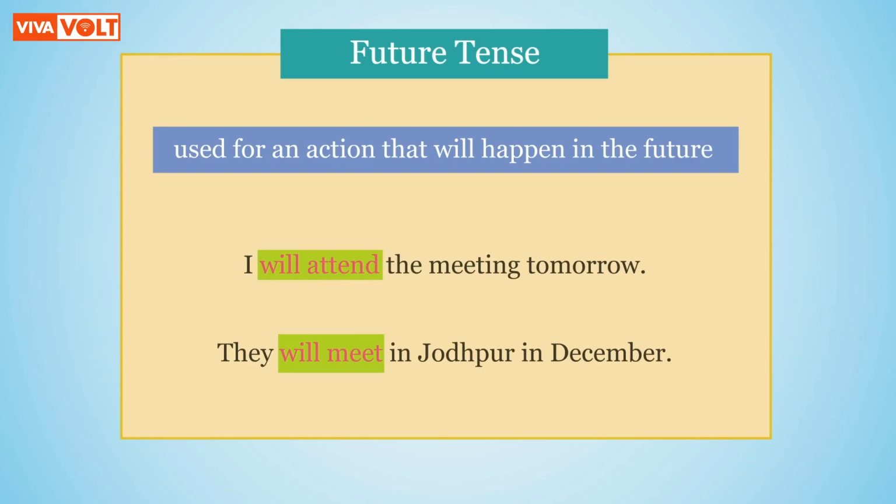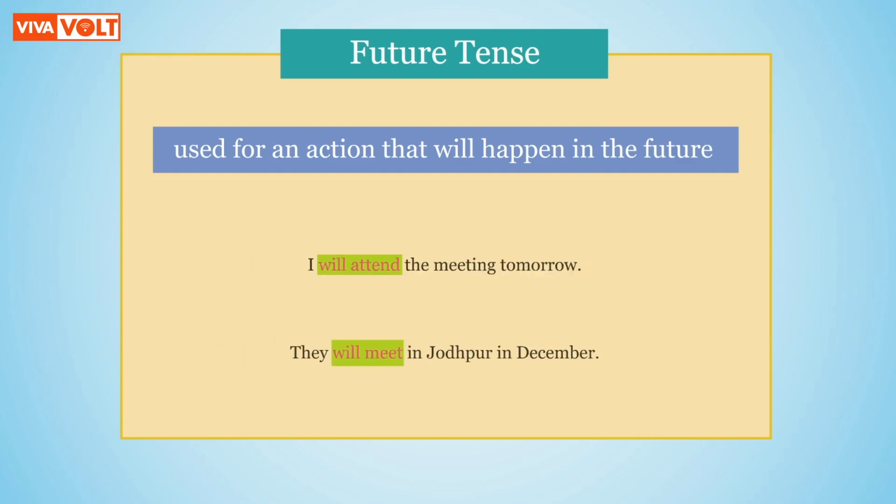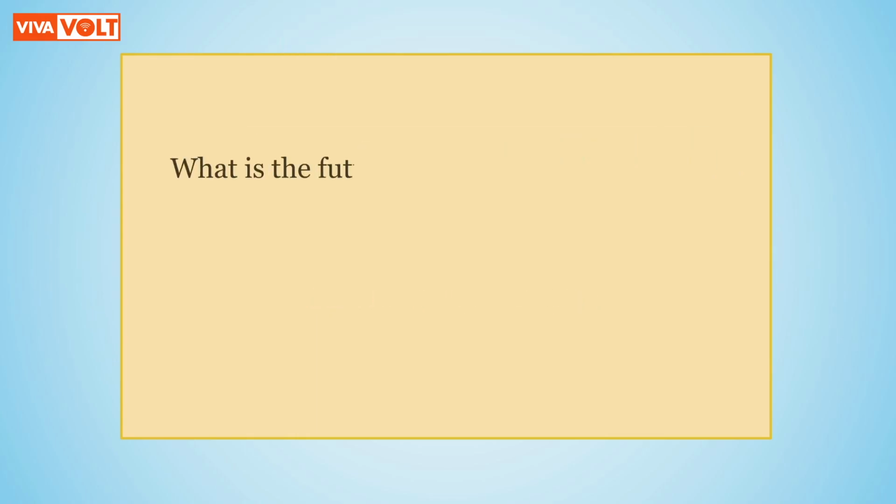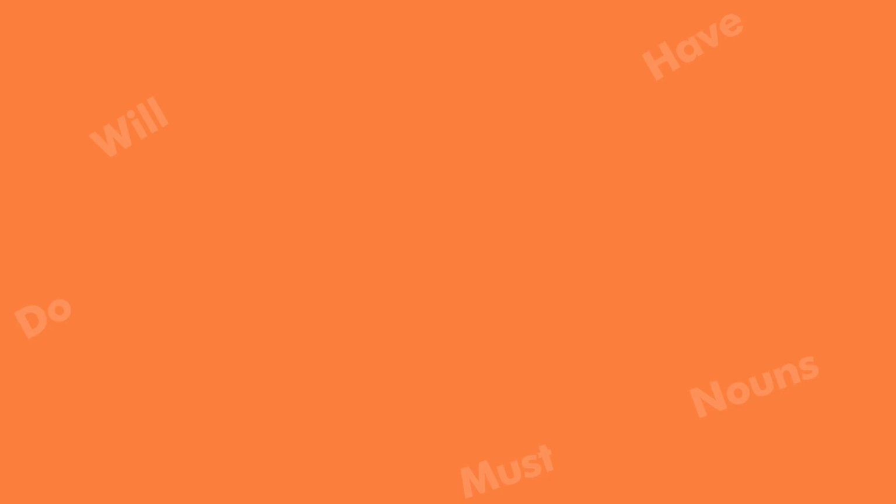Verbs in the future tense are made up of the helping verbs will or shall in addition to the main verb. In modern English, use of shall is quite rare and will is used more commonly. Quick question. What is the future tense form of the verb do? Will do. Simple, right? Let us practice a little more.